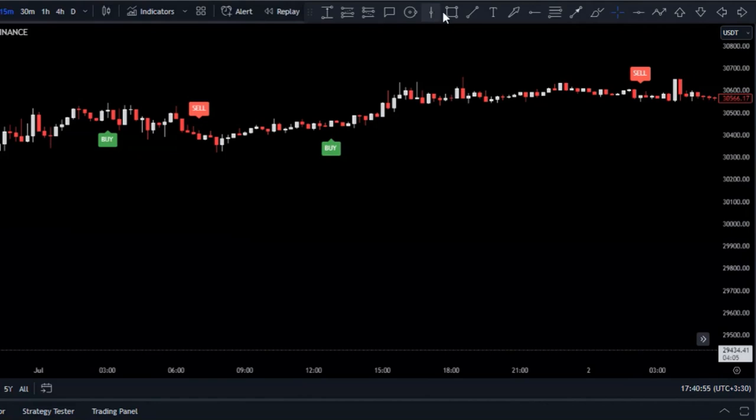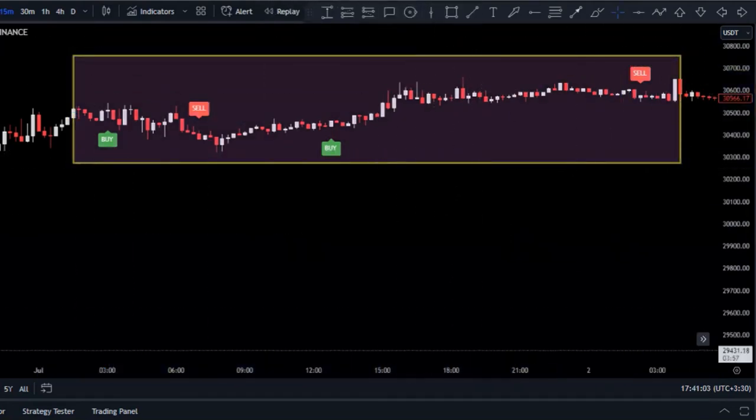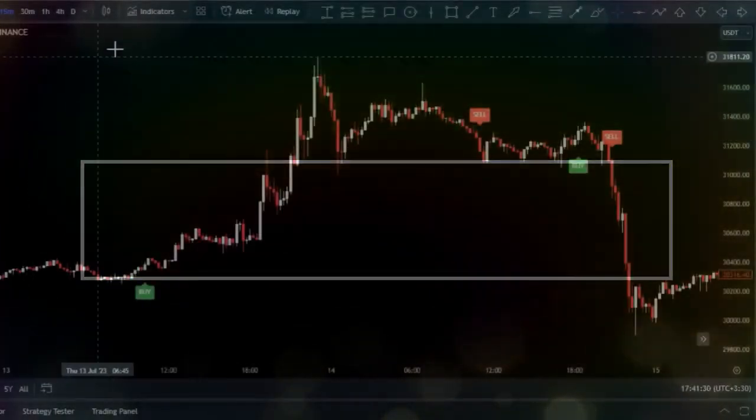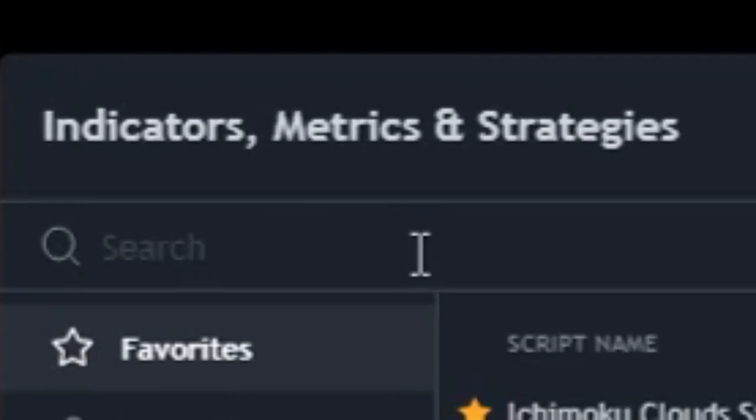However, there are times when the market moves sideways, and during those times, it's crucial to filter out some signals. For this purpose, we're going to add another indicator to our chart. This new indicator is called MACD_VXI.